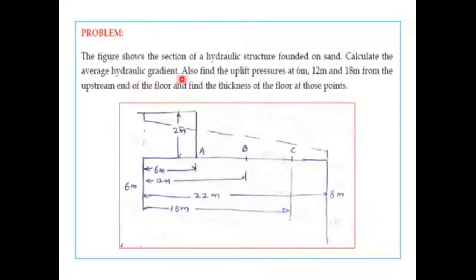Now, solving a problem on Bligh's creep coefficient. Here a figure shows a section of a hydraulic structure which is founded on sand. You have to calculate the average hydraulic gradient. Also find the uplift pressures at the point 6 meters from the upstream end, similarly at 12 meters, and similarly at 18 meters. And we also have to find the thicknesses at each of these points. It is given there is an upstream pile of 6 meters depth and also a downstream pile of depth 8 meters. The total length is 22 meters. The heading up of water is 2 meters.